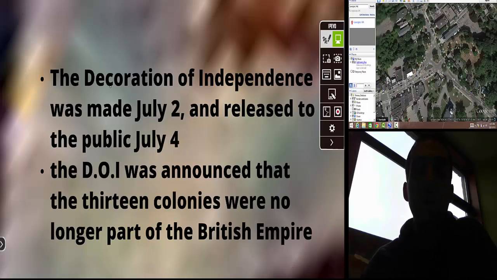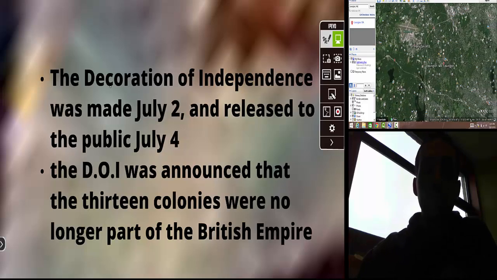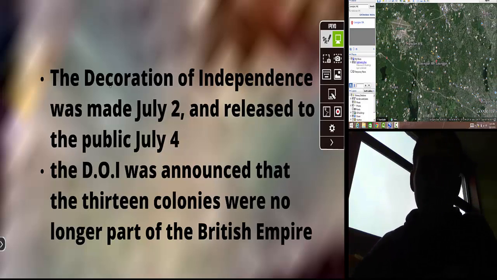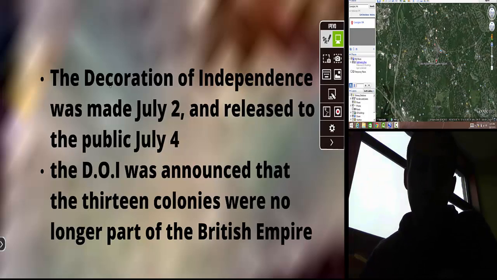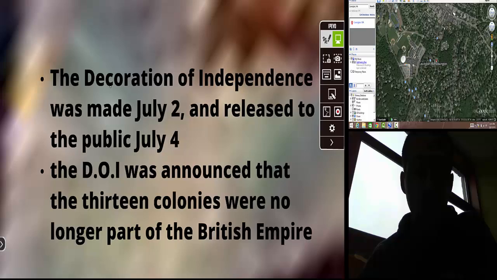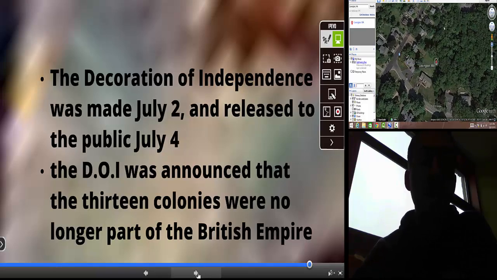The Declaration of Independence was made on July 2nd, and it was given to the public on the 4th of July. The Declaration of Independence announced that the 13 colonies were no longer part of the British Empire. So this basically means, we declare war. We're not going to be part of England anymore.